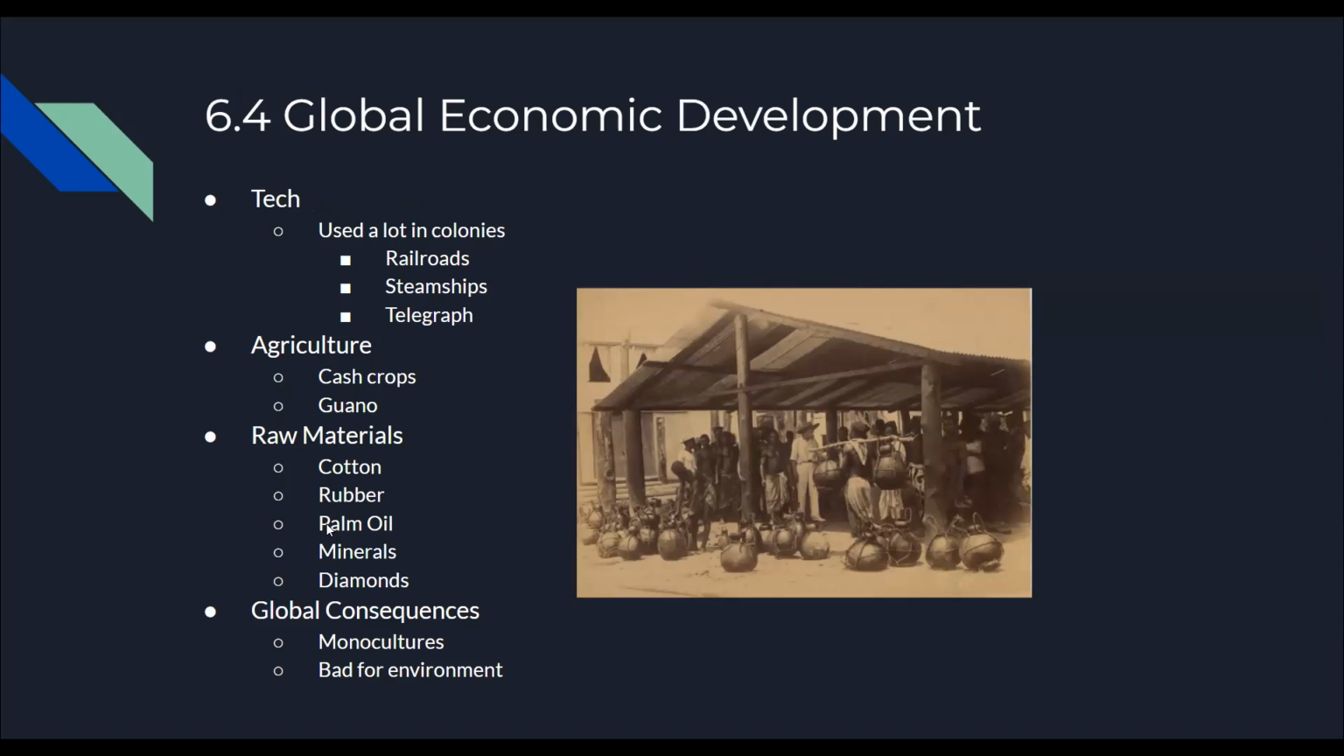What you had at this time was a lot of technology being created, like I talked about in Unit 5. So in colonies, you had a lot of railroads, steamships, and telegraphs. The thing with this is that they allowed the colonizers to increase their logistical output and make things more efficient in their colonies. And although this may have helped the colonized people, it was mainly created as a way for the colonizers to strip mine the territories that they gained.